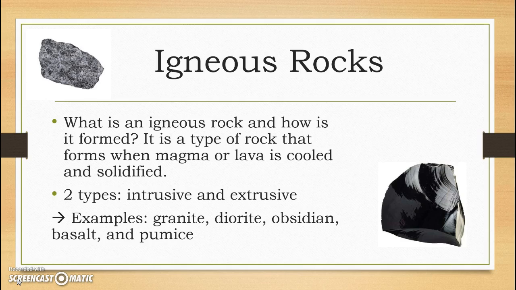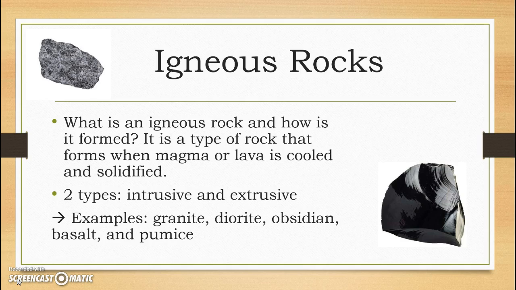First, we have igneous rocks. This type of rock is formed when magma and lava cool off and become solid. For those of you who may be wondering what the difference between magma and lava is, magma is molten rock that is beneath the Earth's surface, and when it reaches the Earth's surface, that is when it is referred to as lava.